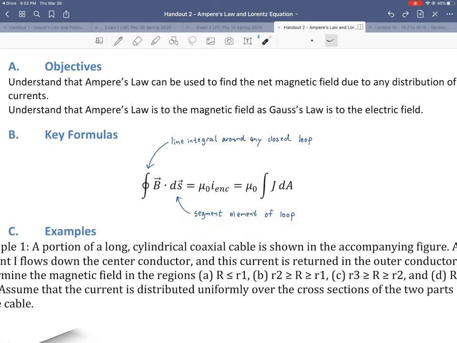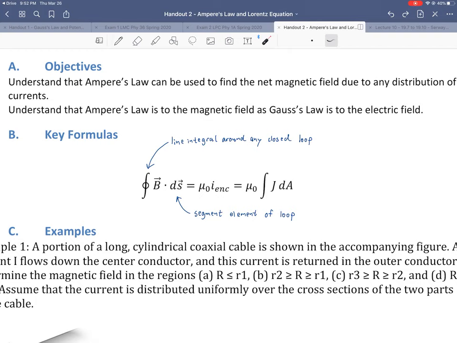Now, the idea of using S here is to invoke thinking about arc length, because S is usually the letter that's used for arc length as a segment of a circle. And here, because we're mostly going to be talking about our closed loop being a circle, though it could be other shapes like an ellipse or rectangle for that matter, but most of the time it's going to be a circle, that's why we use S instead of just L. Okay, so anyway, a dot product between magnetic field strength and S.